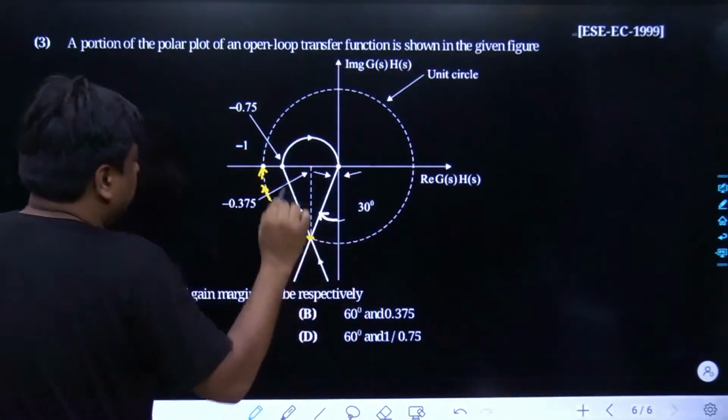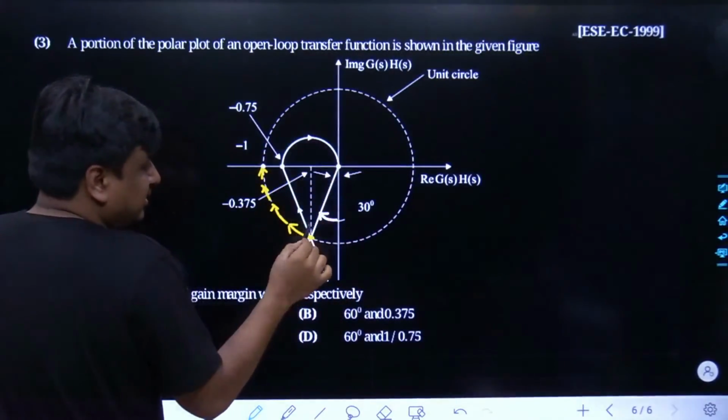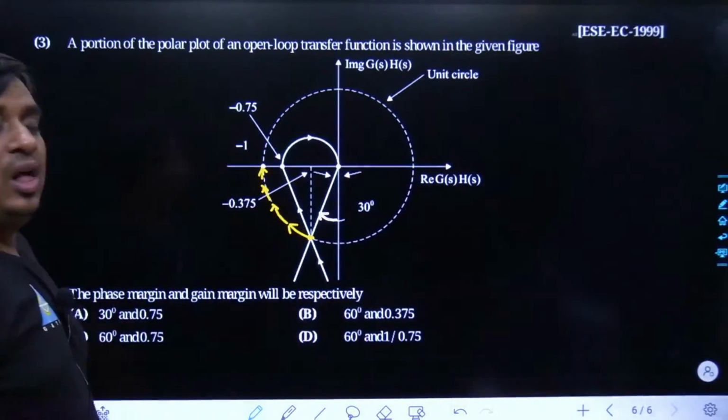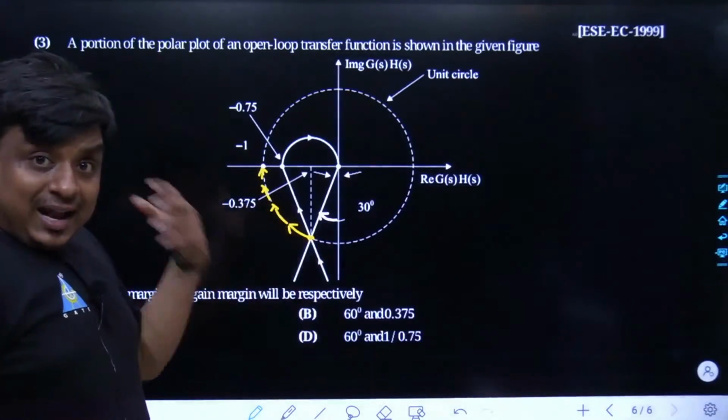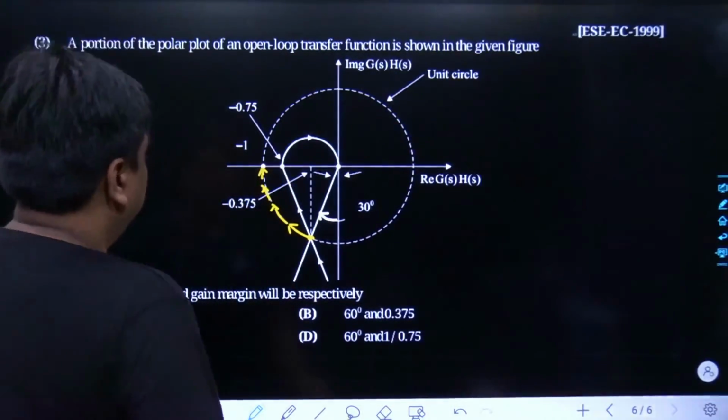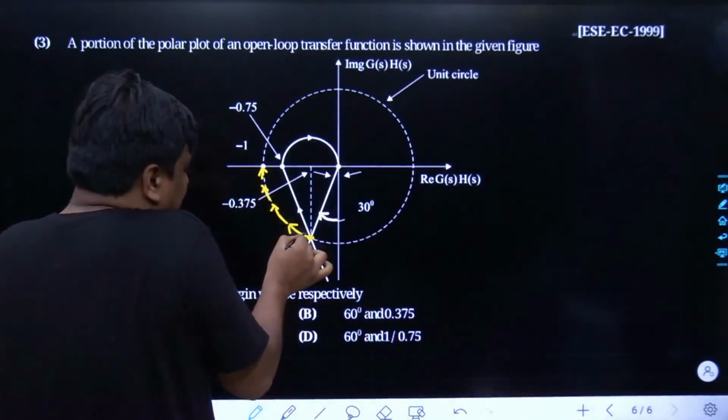in the clockwise direction or in lagging phase, this point would start intersecting at -1 plus j0. And if you provide lag more than this, the system would become an unstable system. So obviously, my dear friend, this angle had been the phase margin.